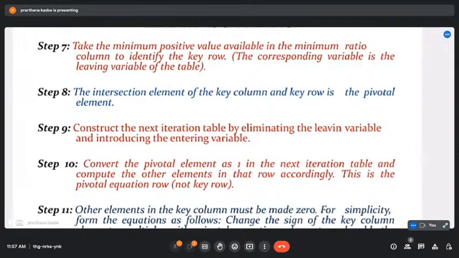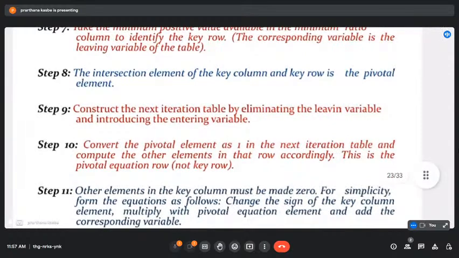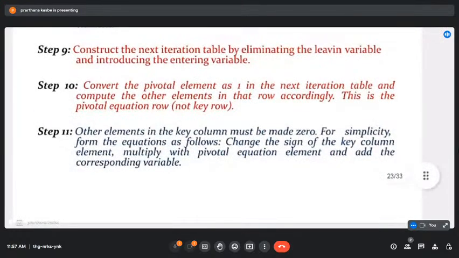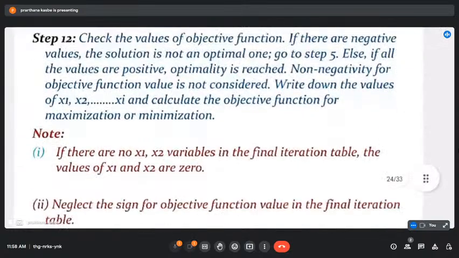Construct the next iteration table by eliminating the leaving variable and introducing the entering variable. Convert the pivotal element to 1 in the next iteration table and compute the other elements of that row accordingly. This is the pivotal equation row, not the key row. Other elements in the key column must be made 0. For simplicity, form the equation as follows: change the sign of the key column elements, multiply with the pivotal equation elements, and add the corresponding variable.